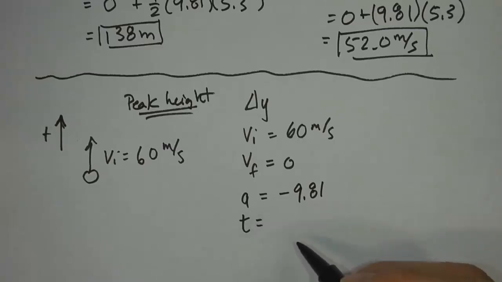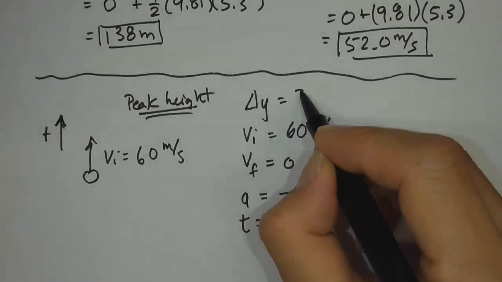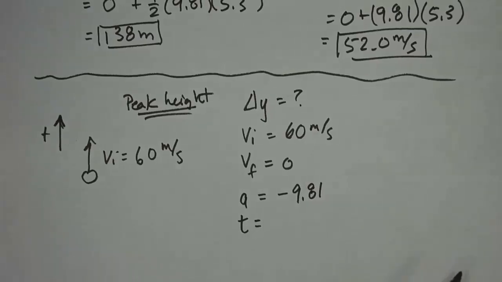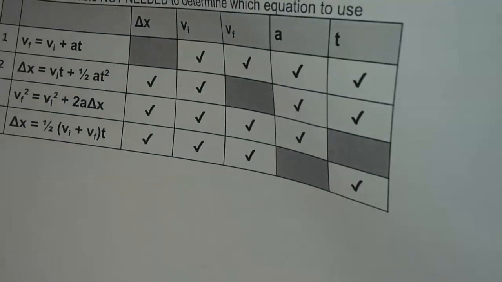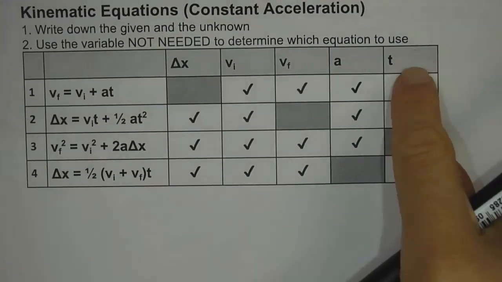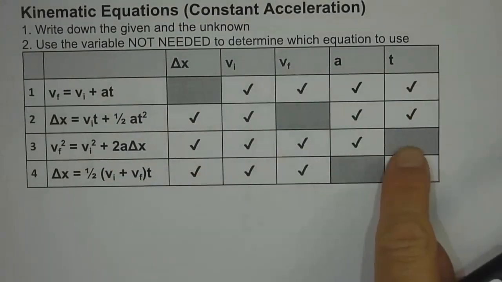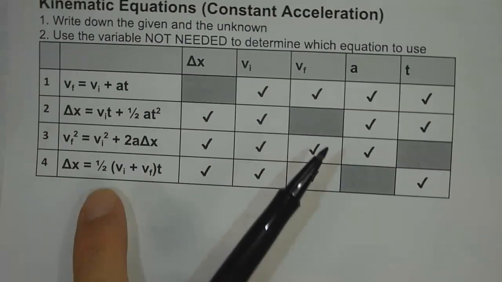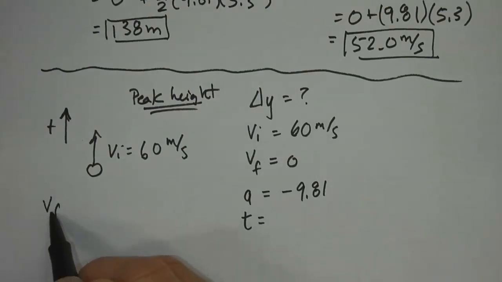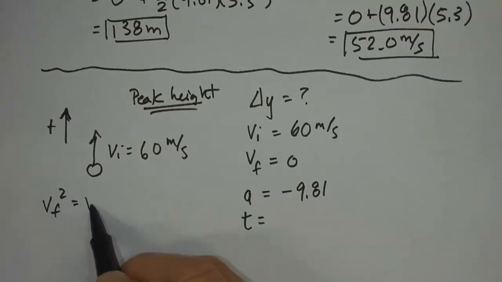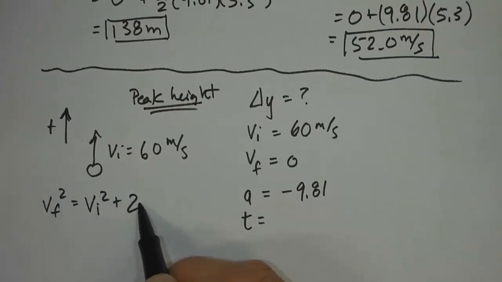And the time, we don't know the time, and we're not calculating the time. What we're looking for is the delta y. So we're going to look for the variable that we don't know and that we're not looking for, which is t in this case. We're going to go to our chart, look for t. This is the equation that doesn't have t, so we're going to use this equation right here. And that equation is vf squared equals vi squared plus 2a delta y.